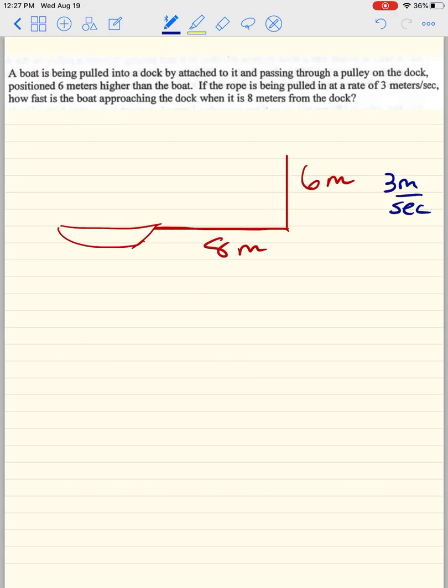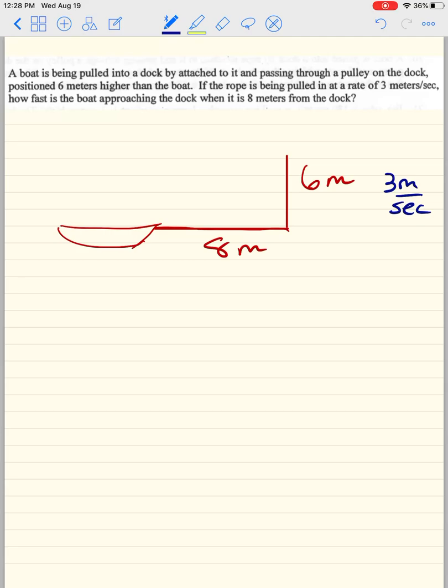A boat is being pulled into a dock by a rope attached to it and passing through a pulley on the dock positioned 6 meters higher than the boat. If the boat is being pulled in at a rate of 3 meters per second, how fast is the boat approaching the dock when it is 8 meters from the dock?